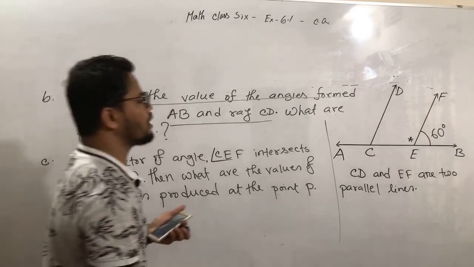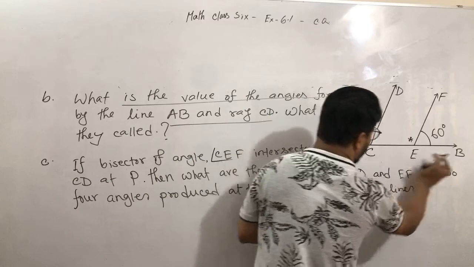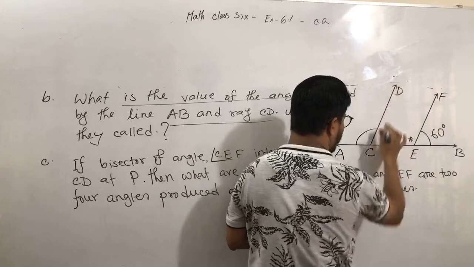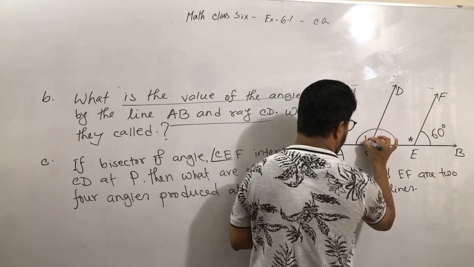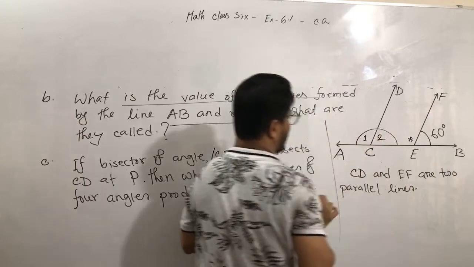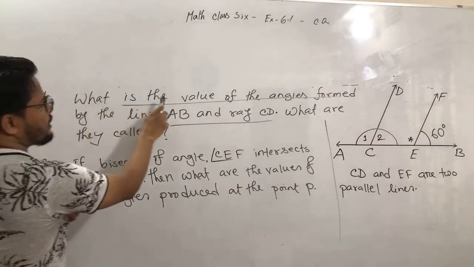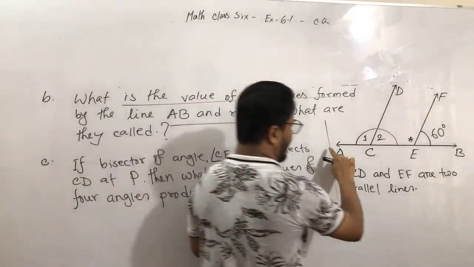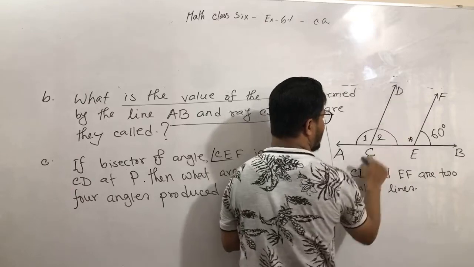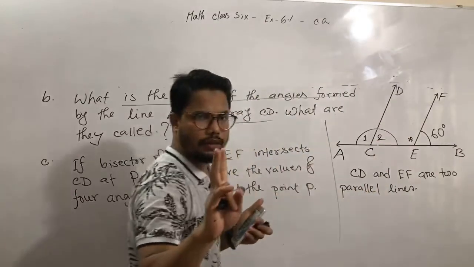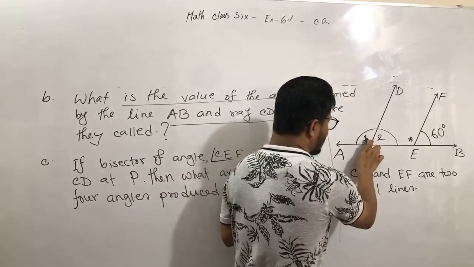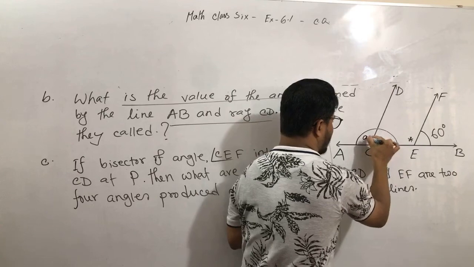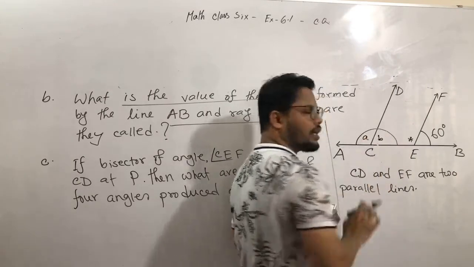AB and CD create how many angles here? The line AB creates two angles with the ray CD. This is the first angle, this is the second angle. Give attention. The line AB and ray CD at the point C together make two angles. We mentioned here this one is one angle and this is the second angle, or you can write small letters a and b, or you can mention here x and y.